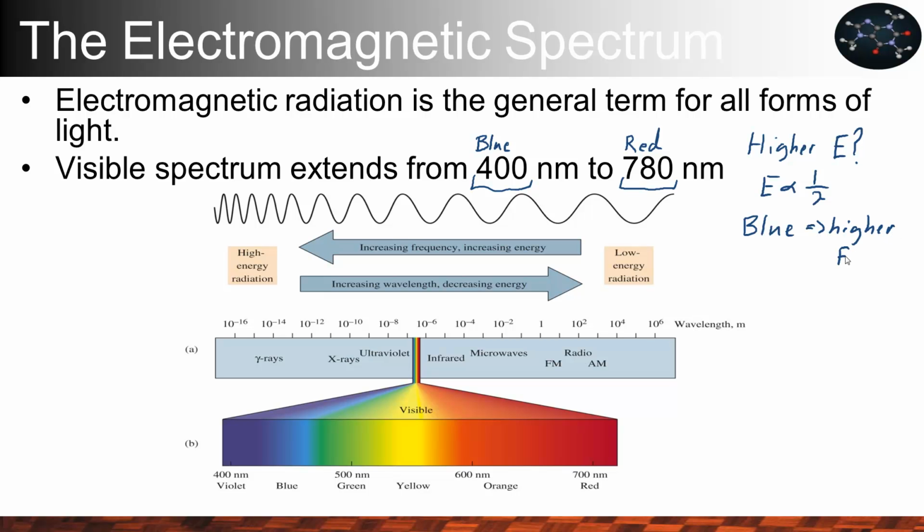Higher energy. Okay? So red light has lower energy. The visible spectrum has an acronym that helps you to remember the order of energy from lowest to highest. Red, orange, yellow, green, blue, indigo, violet.